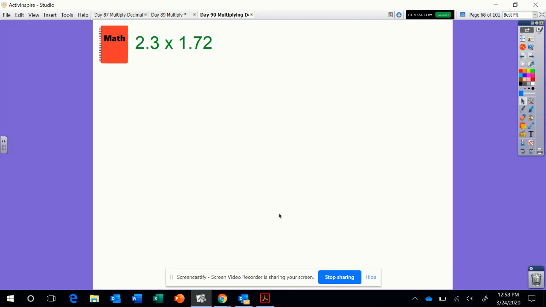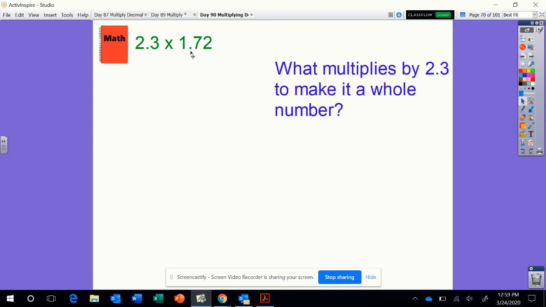Okay, next one. Same thing, expressions. We just have to look at these decimals and make sure we move them the correct amount of times so we have whole numbers. Okay, so let's look at our 2.3. That's just like what we've been doing, right? We've got to write an expression. What are we going to multiply that by to make it whole? Hopefully you're thinking 10.